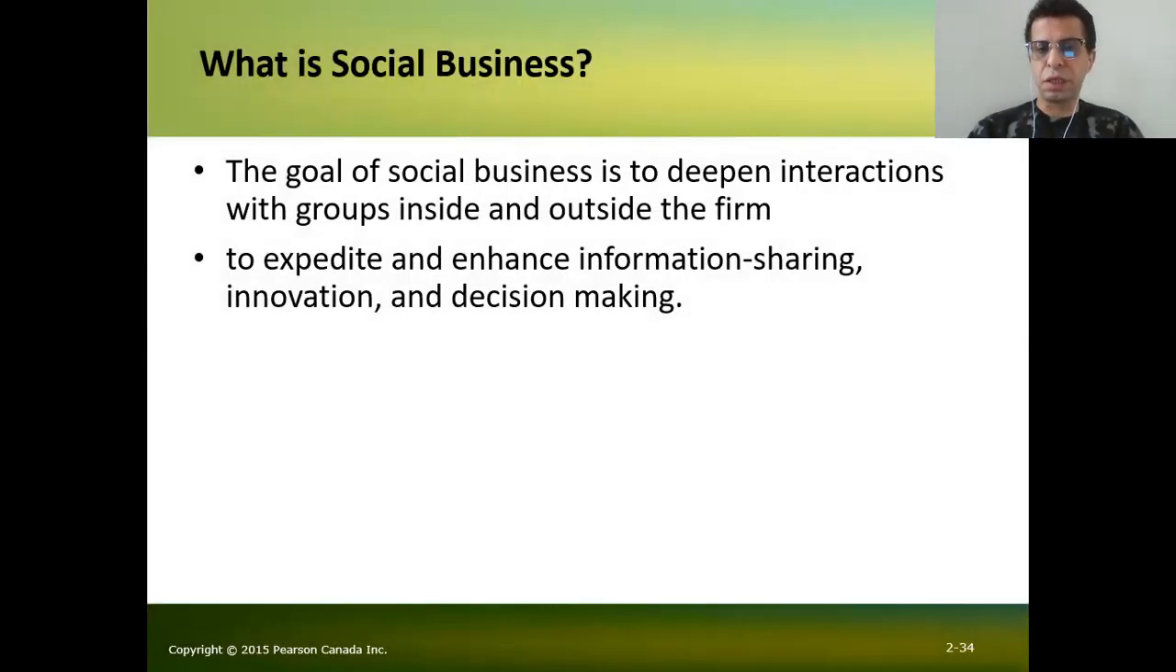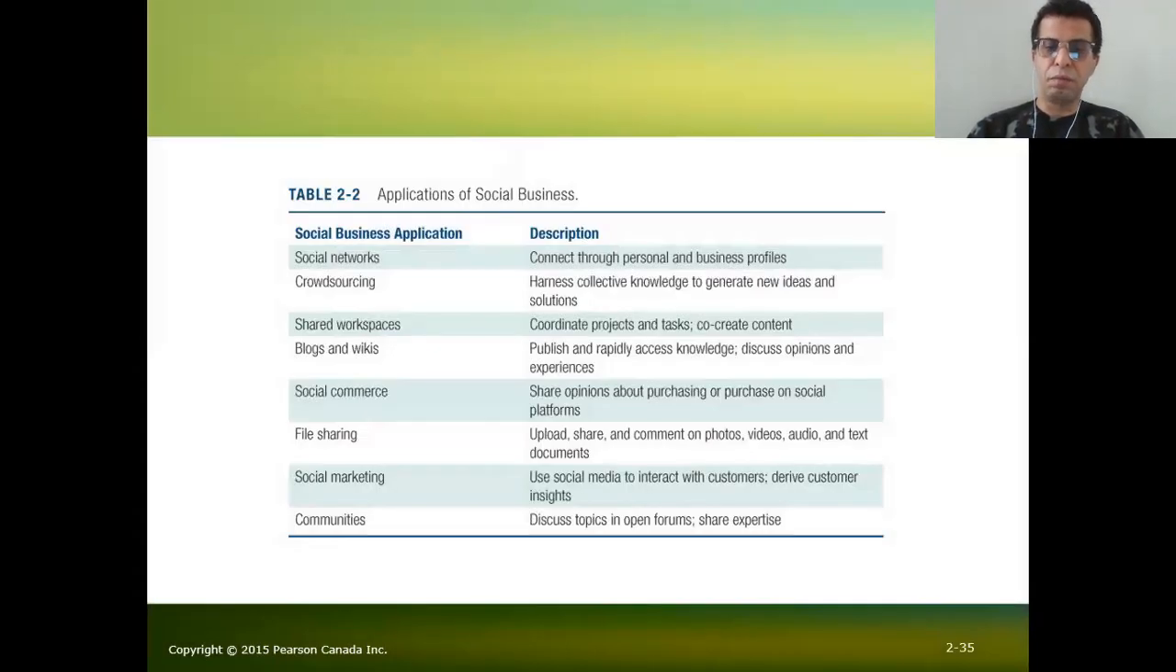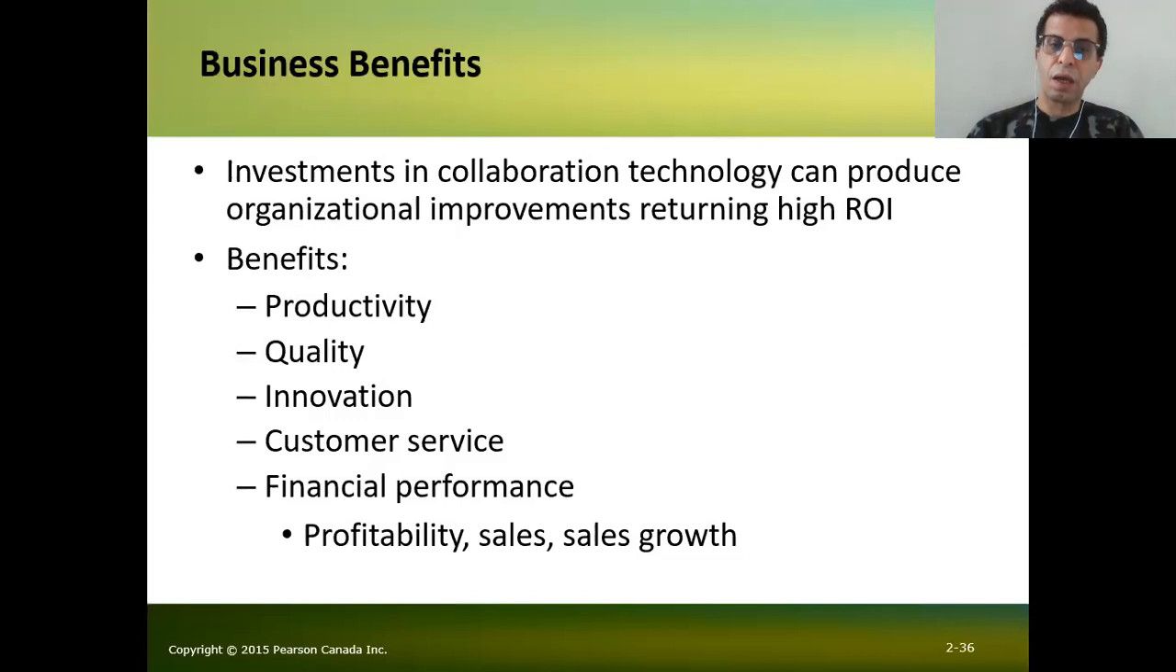So what is social business? The goal of social business is to deepen interaction with the groups inside and outside the firm, to expedite and enhance information sharing, innovation, and decision making. Social business includes social networks, crowdsourcing, shared workspaces, blogs and wikis, social commerce, file sharing, social marketing, and communities.